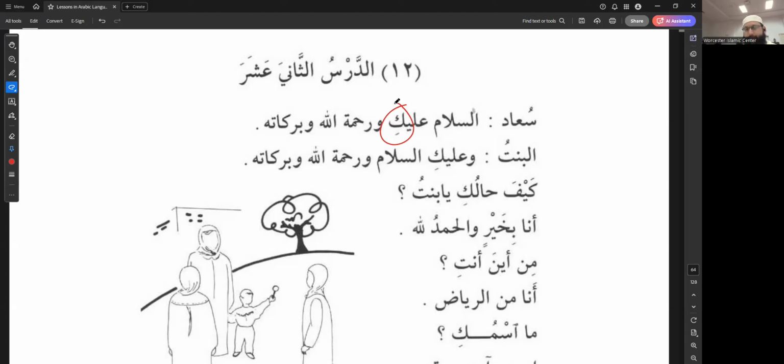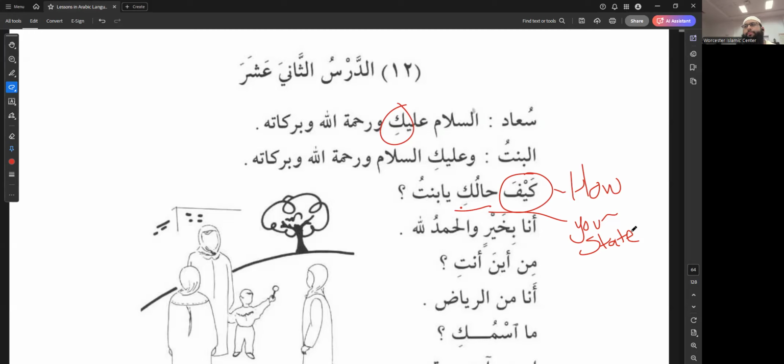Okay? Assalamu alayki wa rahmatullahi wa barakatuhu. Wa alayki salam. So you repeat the same way. It's two women that are talking to one another. Wa alayki salam wa rahmatullahi wa barakatuhu. كيف حالك يا بنت. كيف means how, and حالك, hal, a literal translation is your state. Okay, but technically the proper translation would be, how are you doing? Ya bint.